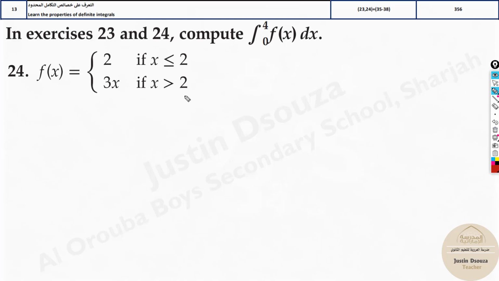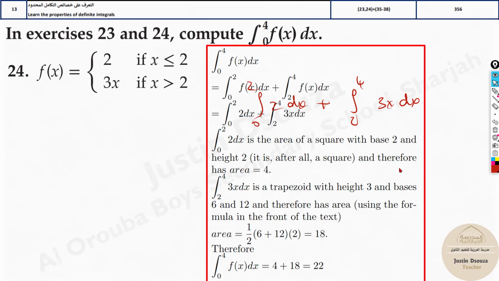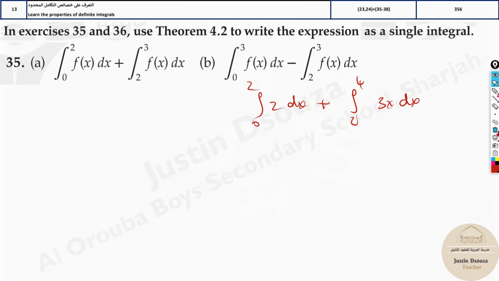What is the limit? The limit breaks from 0 to 2. And from 0 to 2, we will take 2 dx plus integral from 2 to 4, we will take 3x dx. Now you can just put this in the calculator and get the answer. Please do try it by yourselves, and over here the answer will be 12. Now let's try these problems.